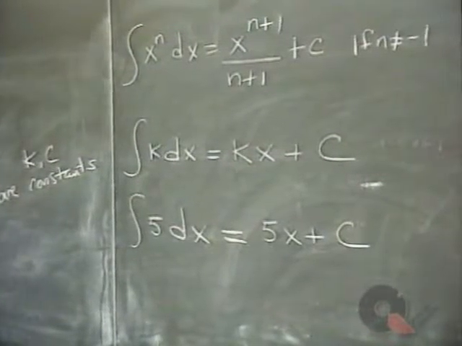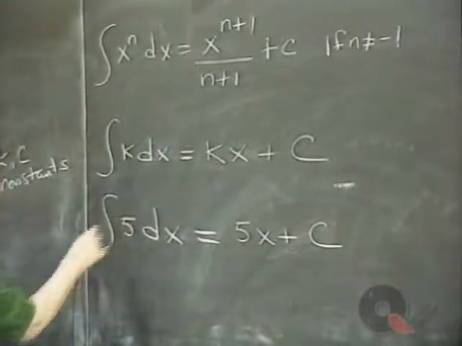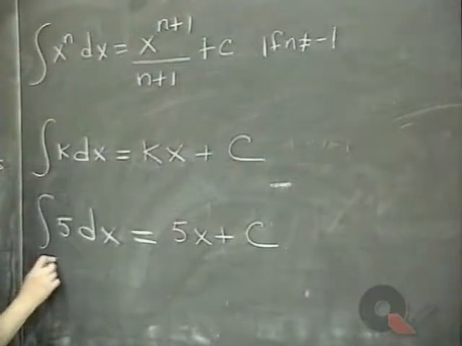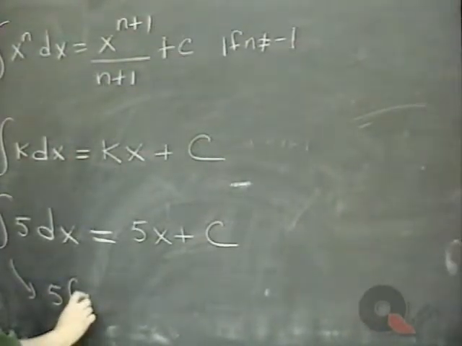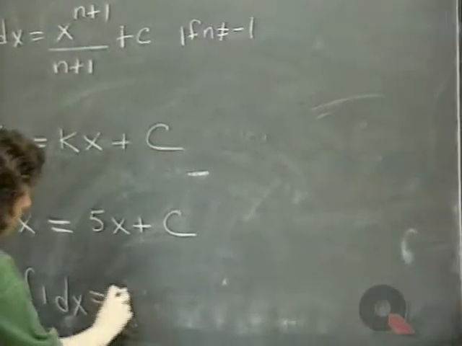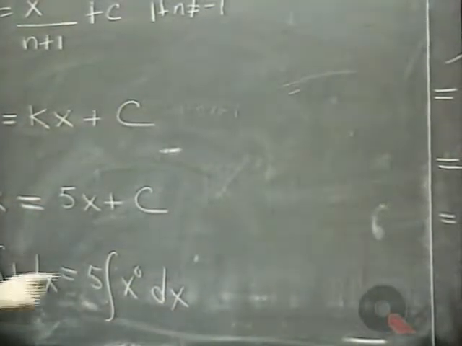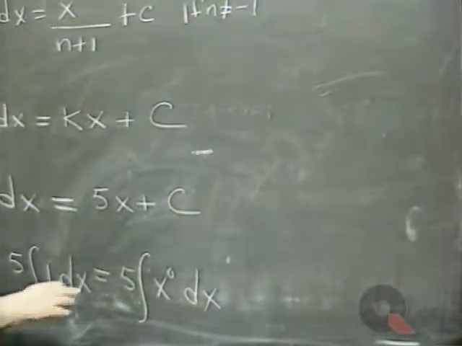Okay. Another way of looking at this, remember I said before, you could either pull the 5 out or not. Let's say you chose to pull the 5 out in front. It could be 5 times the antiderivative of 1 dx. You could think of this as 5 times the antiderivative of x to the 0, because x to the 0 is the same as 1. And then you could do it like all the other parts of the problem.